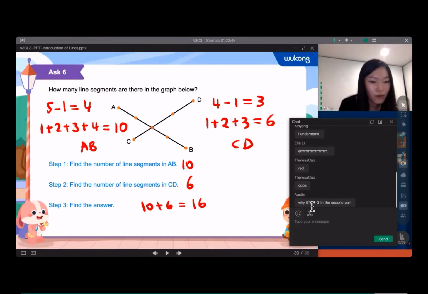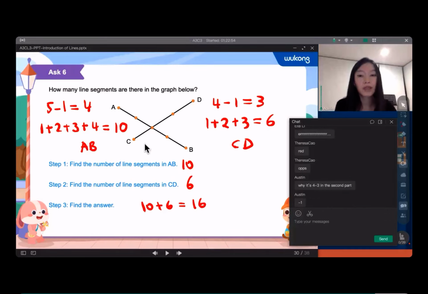So why is it 4 minus 1 in the second part? Because for the second part, this part here, we looked at CD, right? And how many endpoints are there in CD? 4. So we use that to subtract 1, which will give us 3, and that's the number that we want to add up to calculate the total number of line segments in CD.